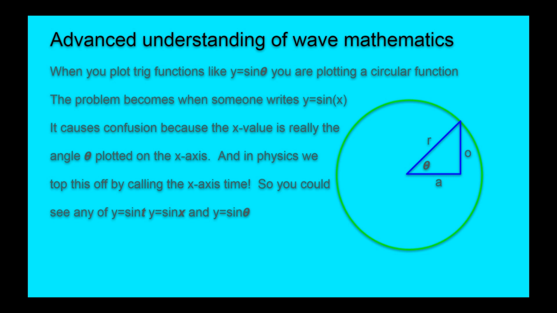Most of you, though, on a calculator or graphing program or on your own would rather write y equals sine x. And this causes confusion because x could be the angle you're plotting. That angle could be represented by time, or it could be represented by distance. So you may see y equals sine t, y equals sine x, and y equals sine theta written.